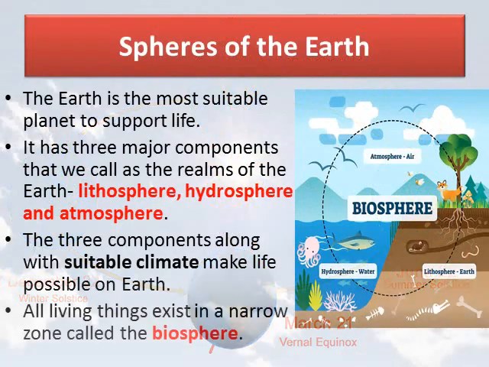Now let us move on to the spheres of the earth. Dear children, earth is the only inhabitable planet, that is, we have so far found life only on the surface of earth. The earth is the most suitable planet to support life. It has three major components that we call the realms of the earth. They are lithosphere, hydrosphere, and atmosphere.